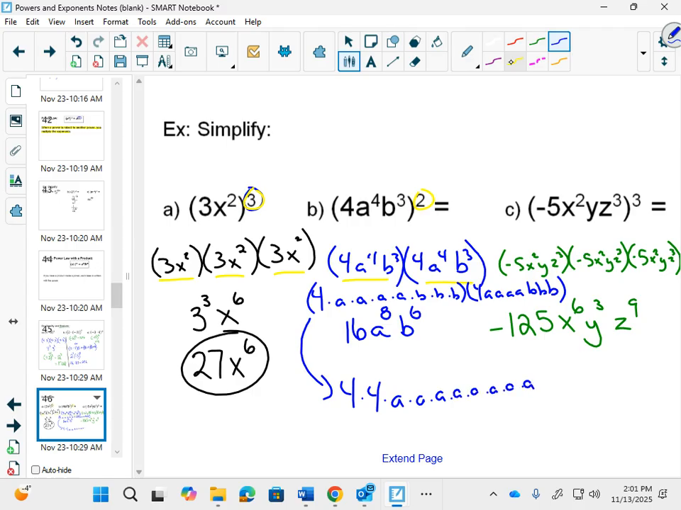Would you accept k to the -4 exponent? Oh, instead of 1 over K to the 4? Yeah, that's fine.